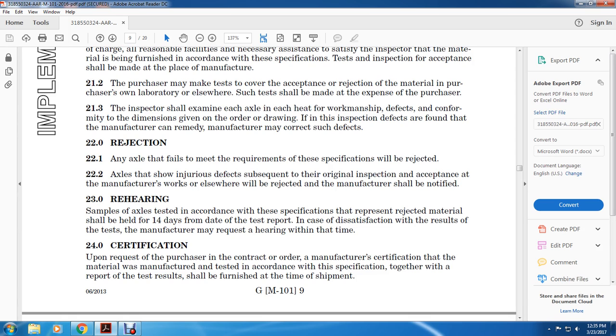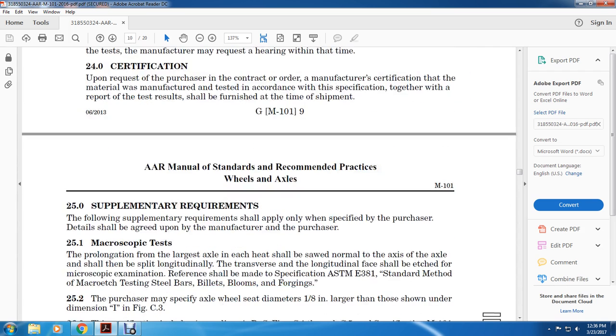23.0 Rehearing. Samples of the axles tested in accordance with the specification represent the lot. Rejected material shall be held for 14 days from the date of the test report. In case of dissatisfaction with the result of the test, the manufacturer may request a hearing within that time. 24. Certification. Upon purchase of the contract order with the manufacturer, certification that the material is manufactured and tested in accordance with the specification, together with test reports, shall be furnished at the time of shipment.